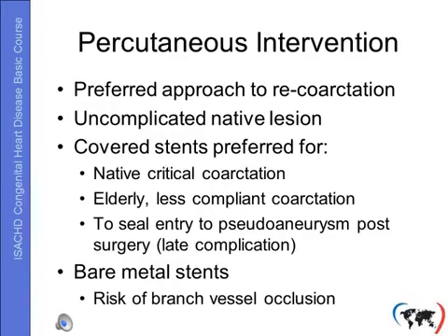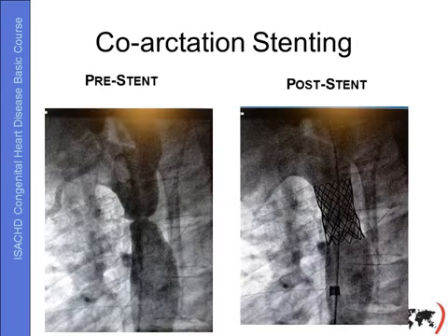Bare metal stents are often used where there's a risk of branched vessel occlusion, but unfortunately offer no protection against the complication of aortic dissection. These angiogram stills demonstrate the pre-stenting stenotic aortic coarctation area on the left of your screen versus the stented area of aortic coarctation, relieving the area of stenosis on the right-hand side of your screen.